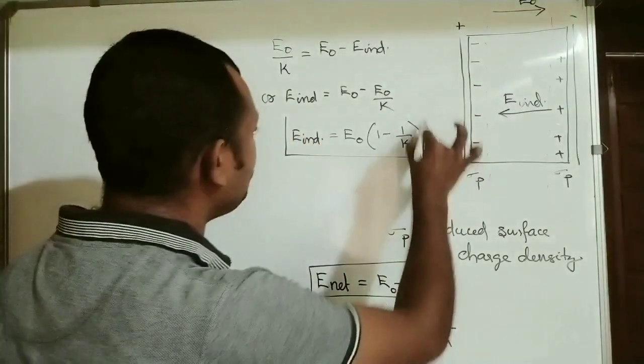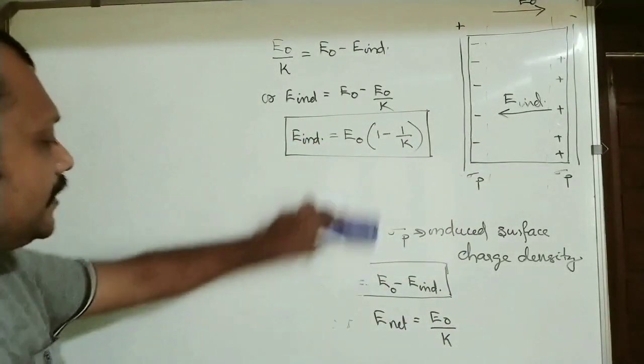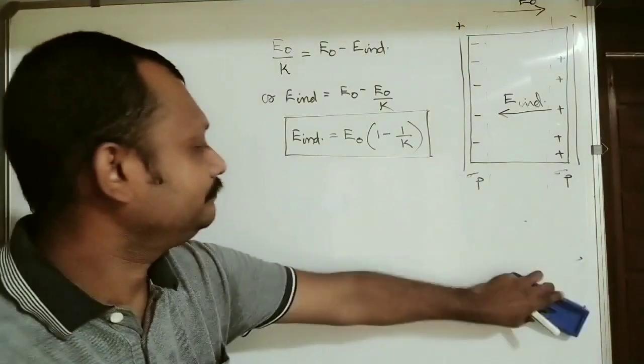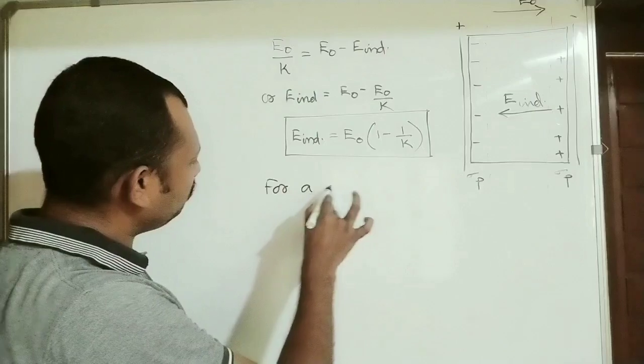Now, this also is an important relation you have to understand. Now, from here, we can arrive at the field induced in the case of a conductor. For a conductor, what is the value of K?